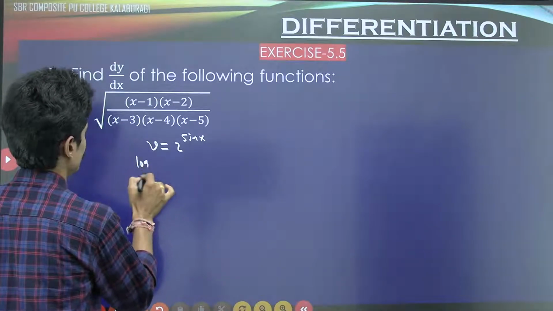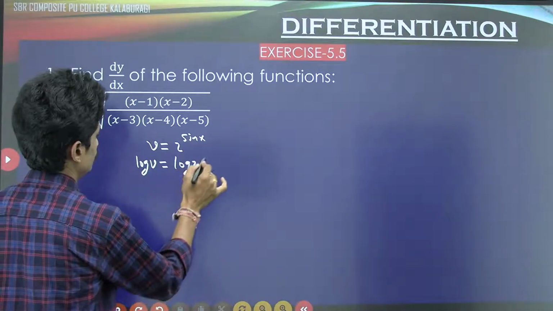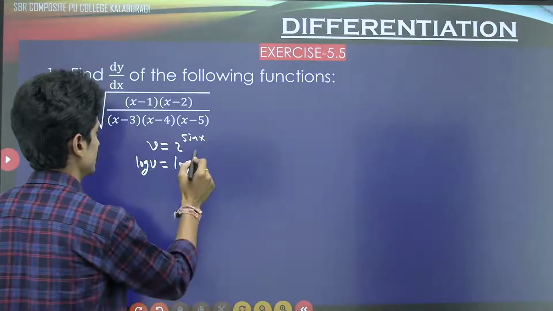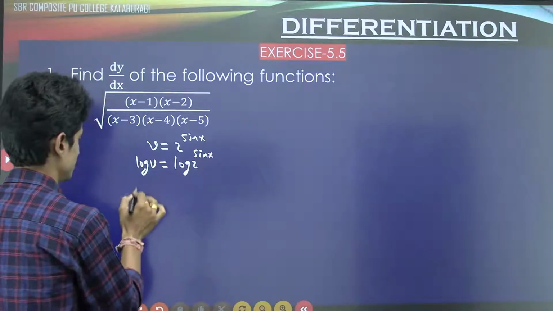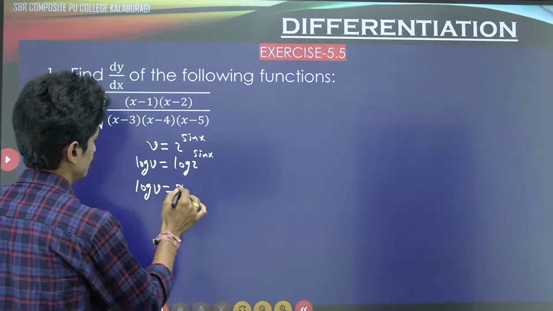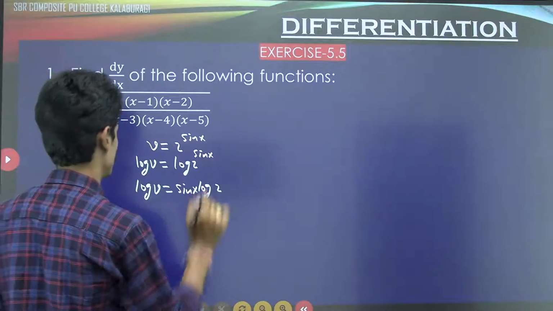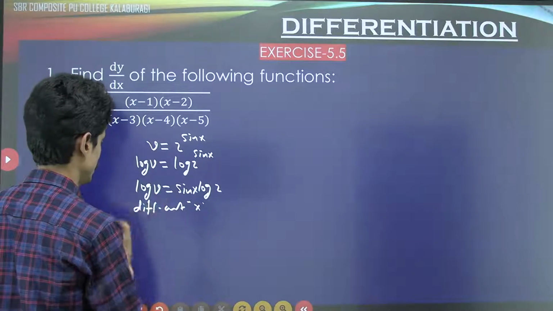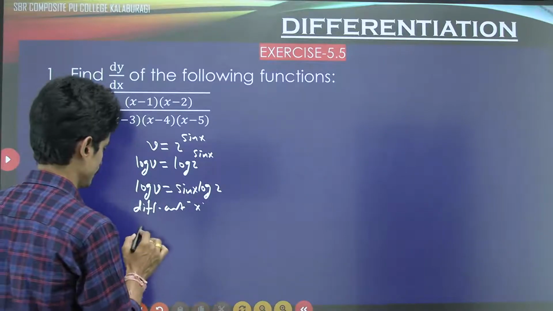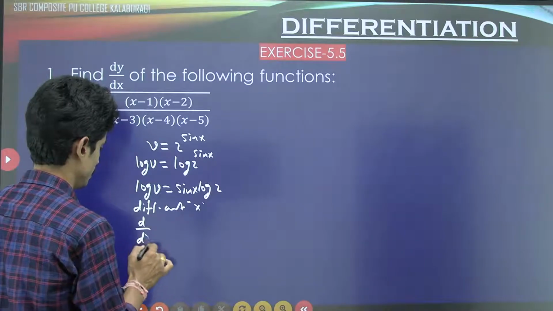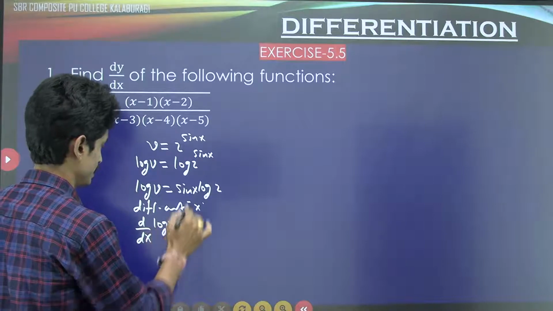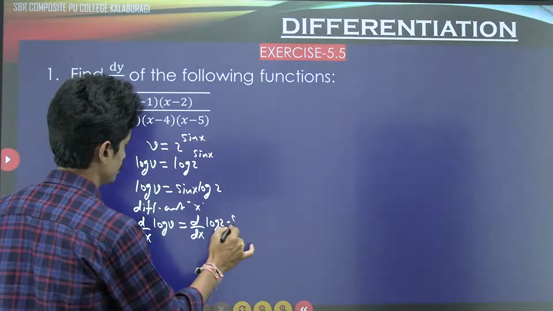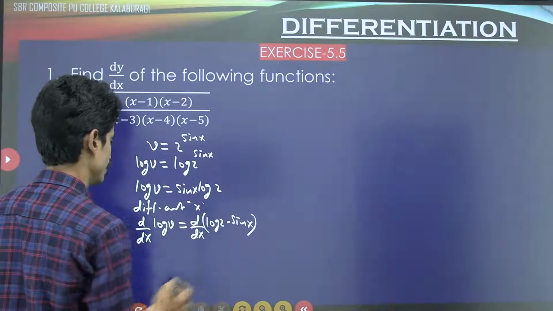That is log v is equal to log of 2 power sine x, that would be sine x into log 2. Hence it is log v is equal to sine x into log 2. Differentiate with respect to x. This side what did you get? That is nothing but d divided by dx of log v, and this side d divided by dx of log 2 into sine x.